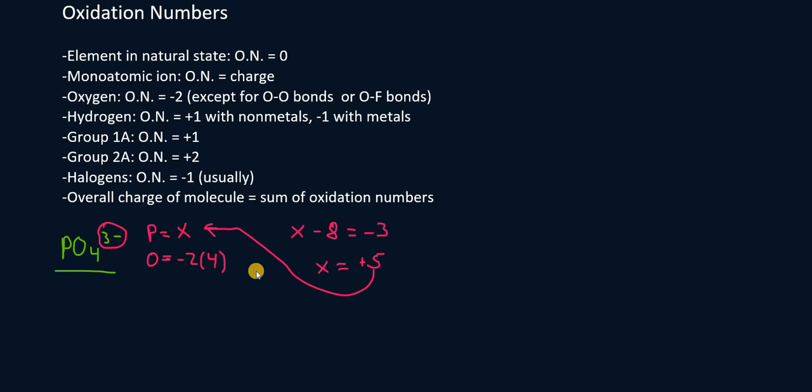So that's how you go about assigning oxidation numbers. You use your rules of thumb for the elements that you do know, particularly like oxygen, hydrogen, the groups 1 and 2 metals, monoatomic ions if you have them, halogens, and then you can use simple algebraic equations to solve for the elements that you don't know. You just set them up in your equation, set it equal to the overall charge, solve for X.